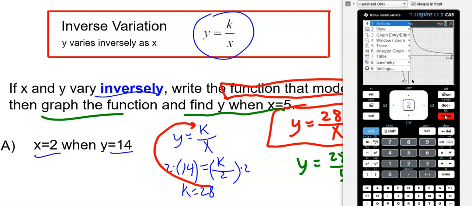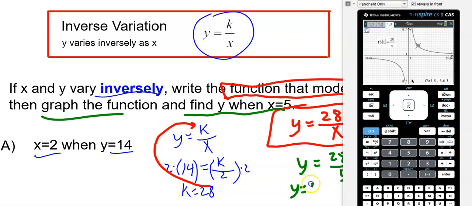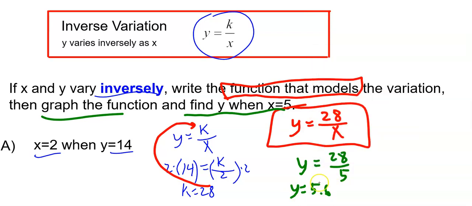So if you go to trace, menu 5.1, you can type in a value like 4, it jumps there, but 5 is the one we want to know about. At 5, the answer should be y equals 5.6, which is the same answer. So if you use your calculator, you got 5.6. If you just plugged it in, you got 28 over 5. Those are the same thing there.